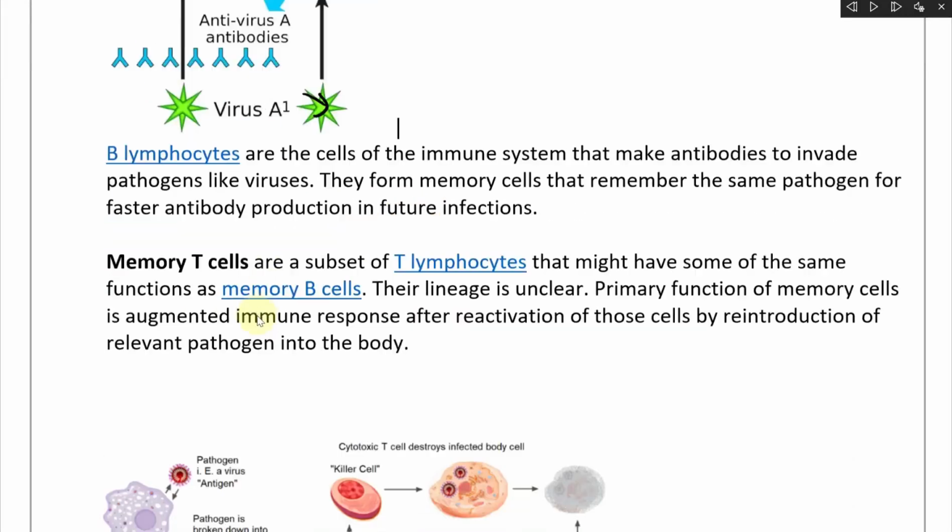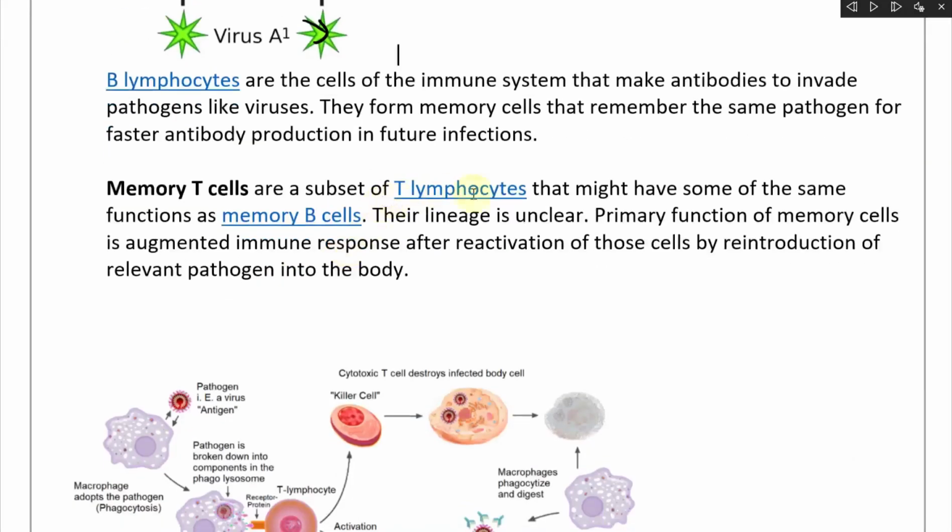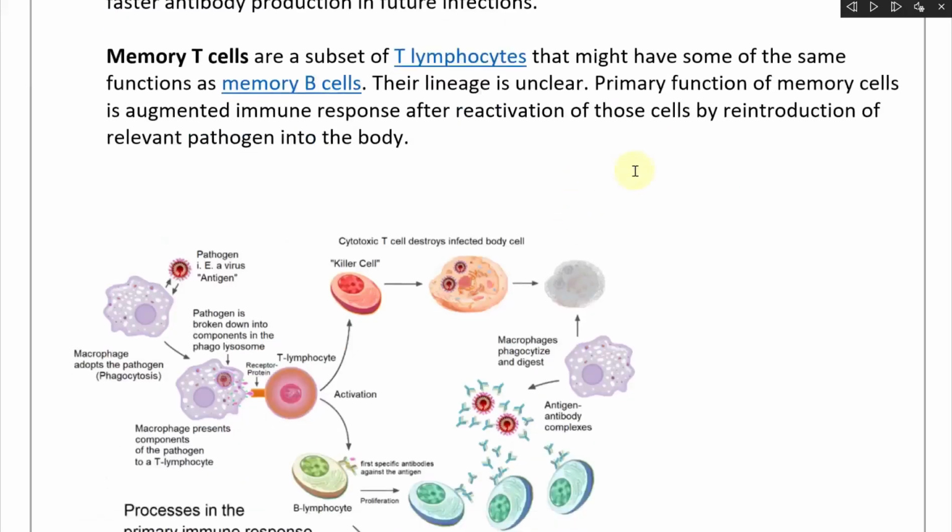So now let's look at memory T cells. They are a subset of T lymphocytes that might have some of the same functions as memory B cells. So this might be an interesting part. Their lineage is unclear. The primary function of memory cells is an augmented immune response after reactivation of those cells by reintroduction of the relevant pathogen into the body.